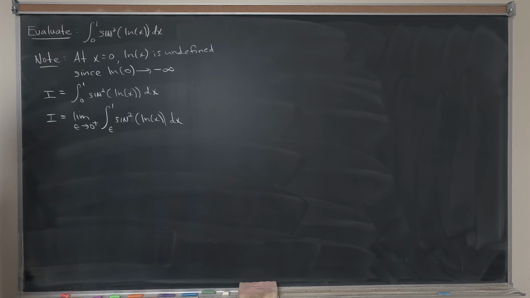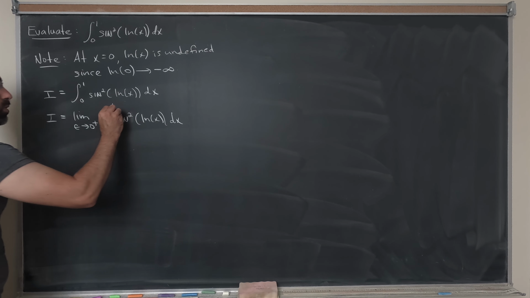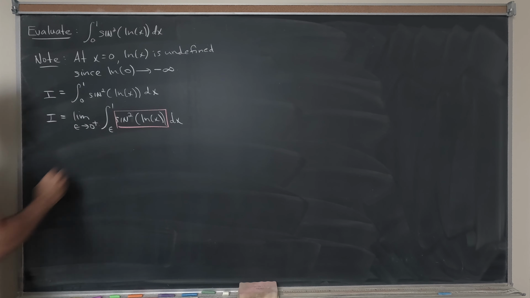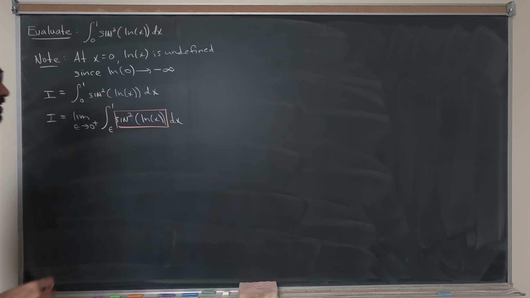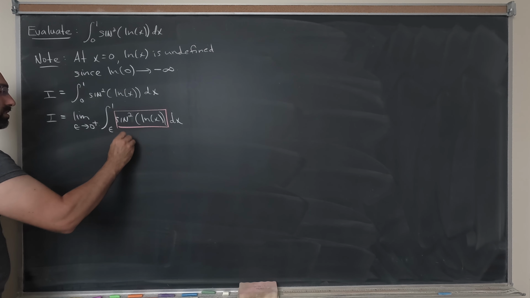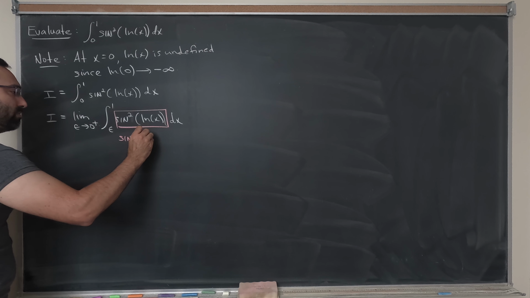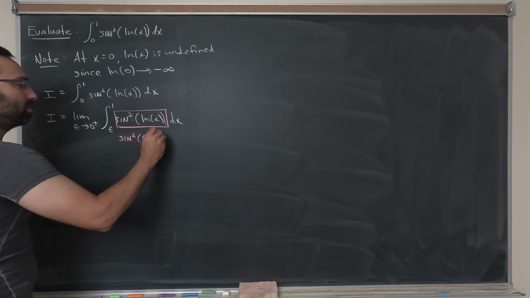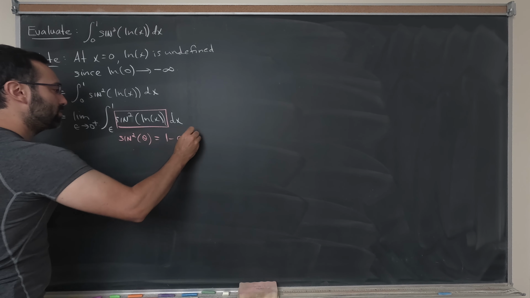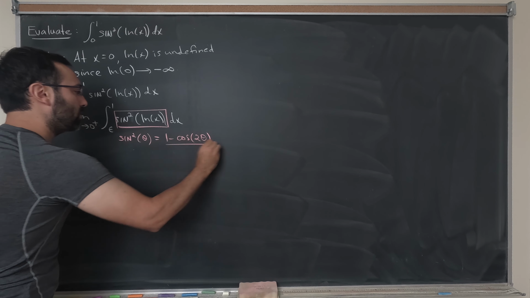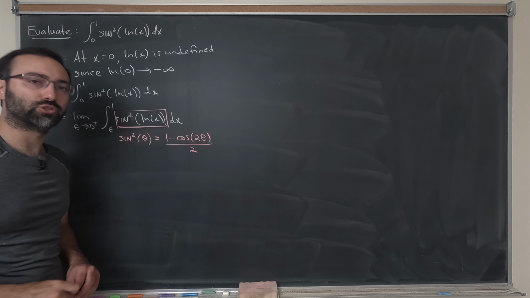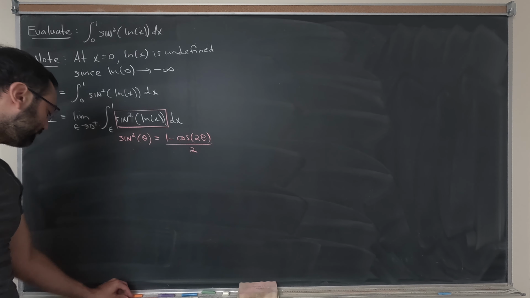Okay, good. So we've got this. Now, right here, we're working with a trig function to the power 2. Let's bring that power down a step. Note that sine squared of theta can be written as 1 minus cos of 2 theta all divided by 2. Just a simple trig identity.